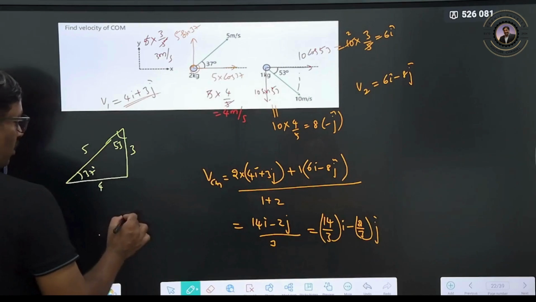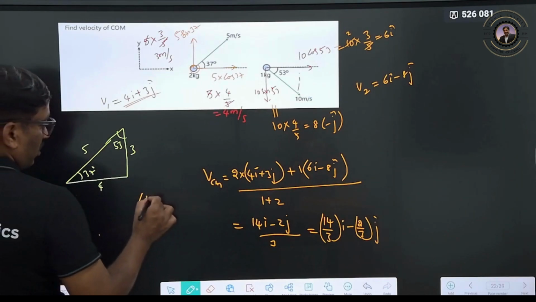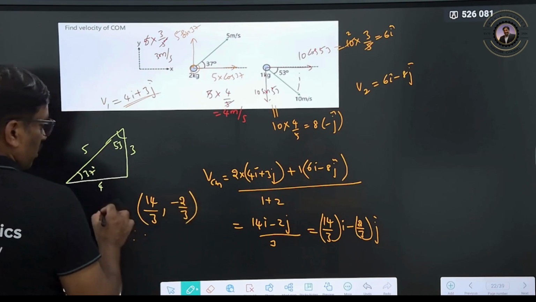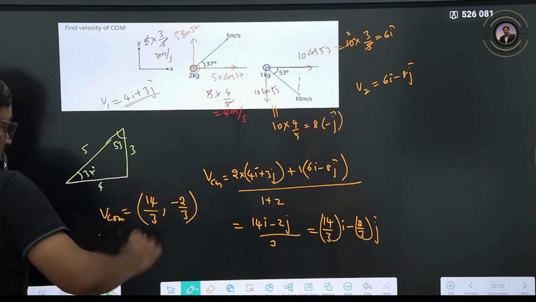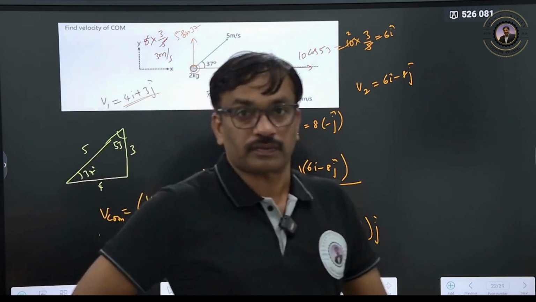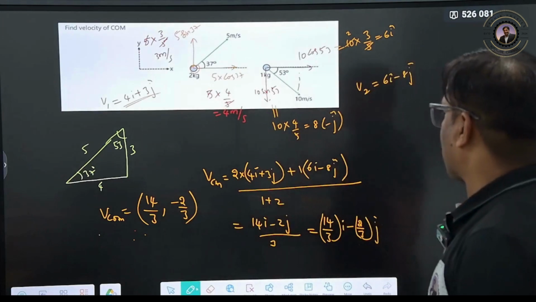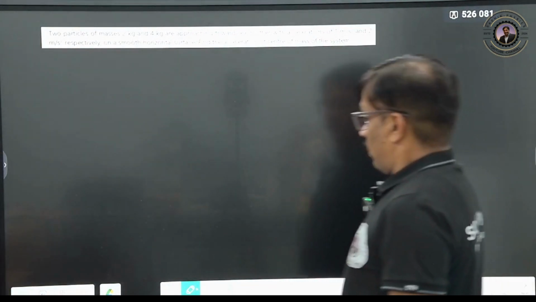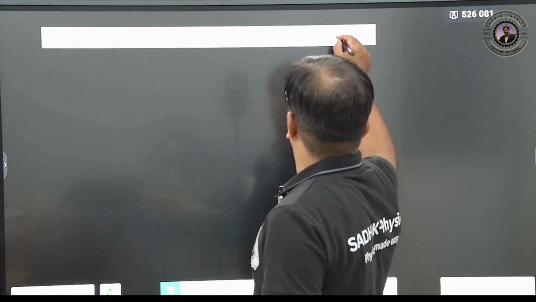So here the velocity of the center of mass is how much now? 14 by 3 comma minus 2 by 3. So this is your velocity of center of mass now. Clear? In this way you can calculate the problems now. Clear? Now let us see one more question here, no?